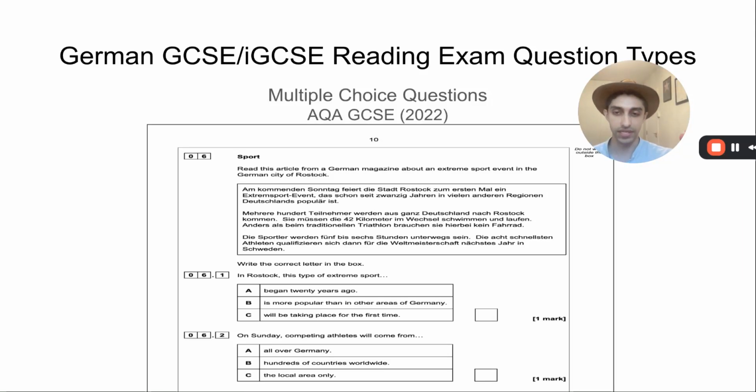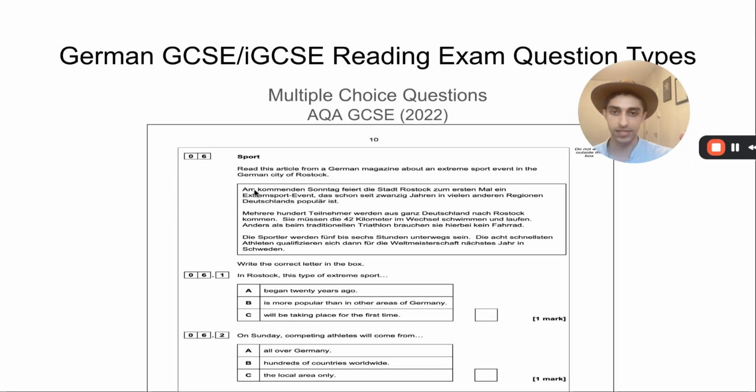So if we look at the first question here, 6.1 says, in Rostock, this type of extreme sport, A, began 20 years ago, B, is more popular than in other areas of Germany, and C, will be taking place for the first time. So after reading through the question and the answer options and checking the number of marks available, which can be a useful guide too, I would go to the text. And the answer for this particular question is given in the first paragraph.